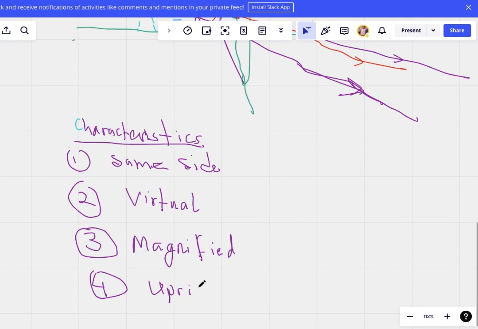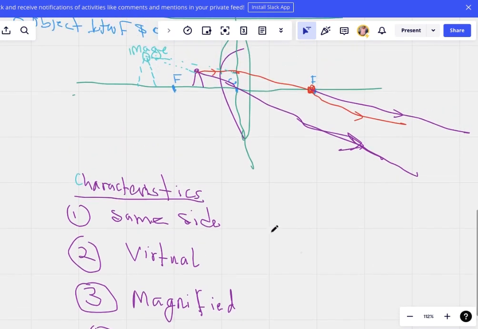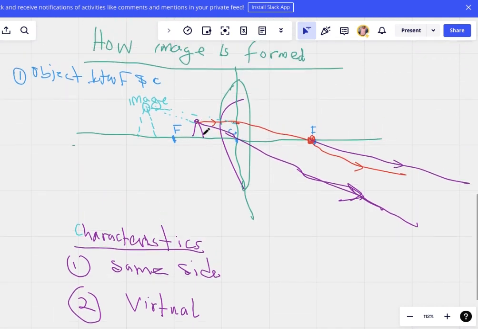Okay, so these are the four characteristics or properties of the image that is formed by the lens. Whenever you place the object between the focal point and the optical center, when you place the object very close to the lens, then you will have this type of characteristics.